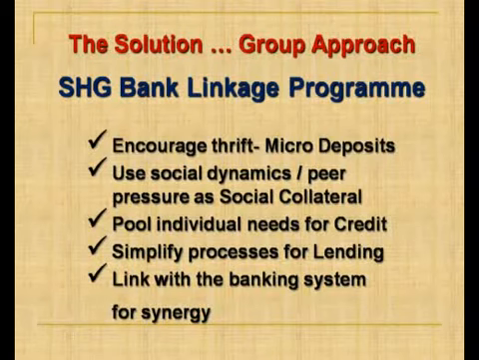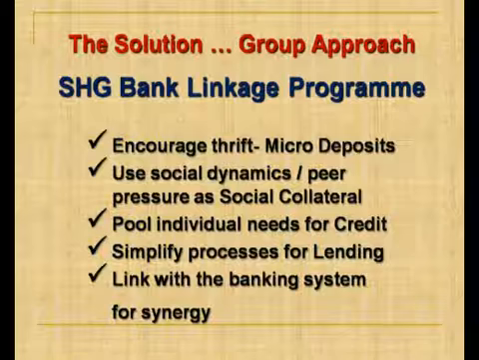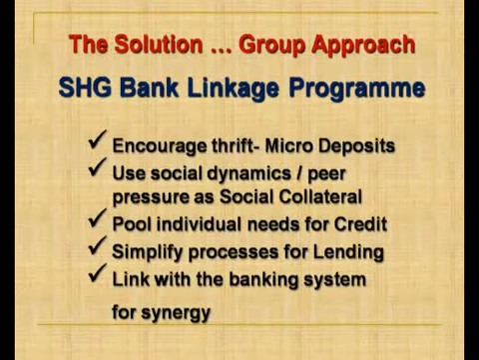So this model uses social dynamics as collateral in place of the traditional collaterals which bankers take. Then what happens in this group approach? It pools all the individual needs for credit. So that way it helps not only the poor through SHGs but also the bank in reducing the transaction cost. Then the process for lending, which otherwise was a very problematic part for the poor to link themselves to the bank, is very simple in the group process, and it links with the banking system the ones who were always delinked, meaning the poor.